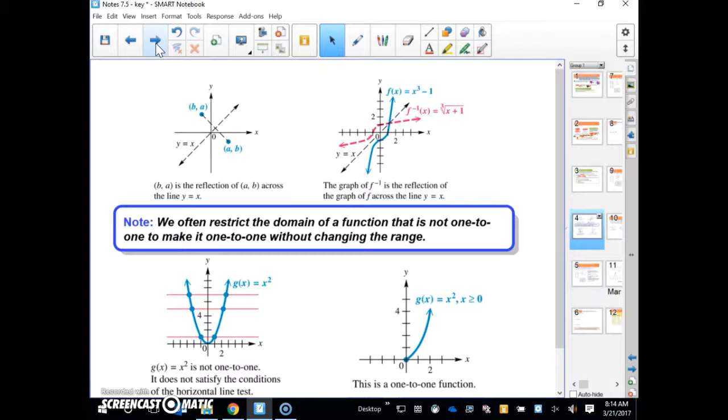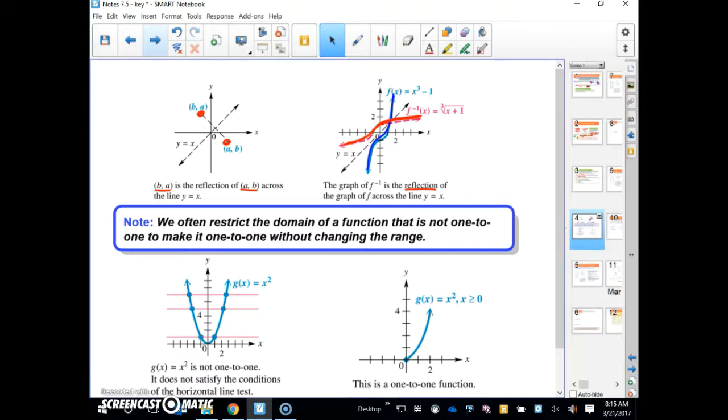So then this next picture, B,A is the reflection of A,B. Again, they're talking about, in order to find the inverse, you're switching x and y. And here they're talking about the reflection. So if this was your function, they reflected it over the line y equals x to get this inverse function. Okay, that's not something that we will be graphing. We won't be really doing that. They're just trying to set this up and help you understand what an inverse is.